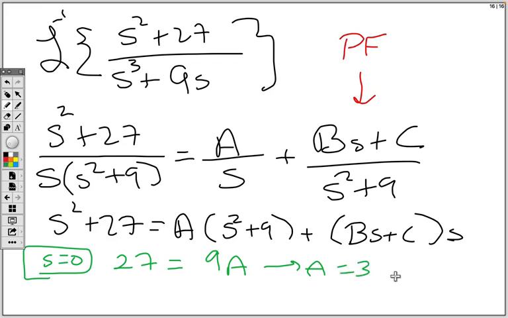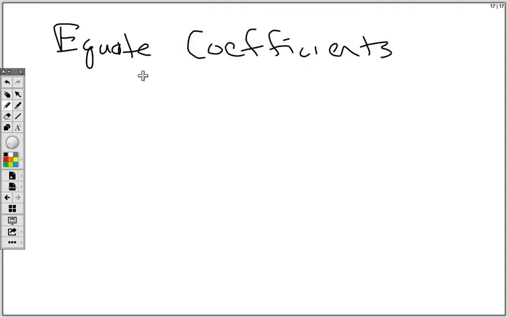Now, in order to get the other two, you could plug in different values of s, or you can do what I like to do, just equate coefficients. So let's talk about that. Equating coefficients is the same thing we use when we do undetermined coefficients. It's just a statement about linear independence of these functions.